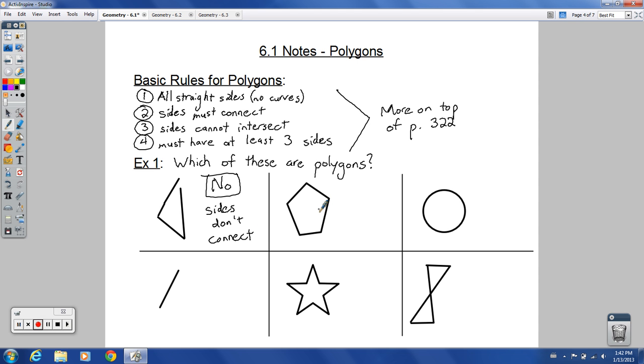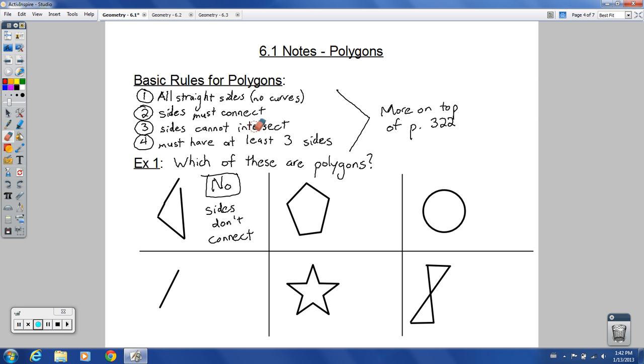How about this one? Do you have any curves? Nope. The sides connect? Yes. Do they intersect? I think I should be a little more clear on this. What do I mean by the sides can't intersect? I think I should say more like the sides can't overlap.